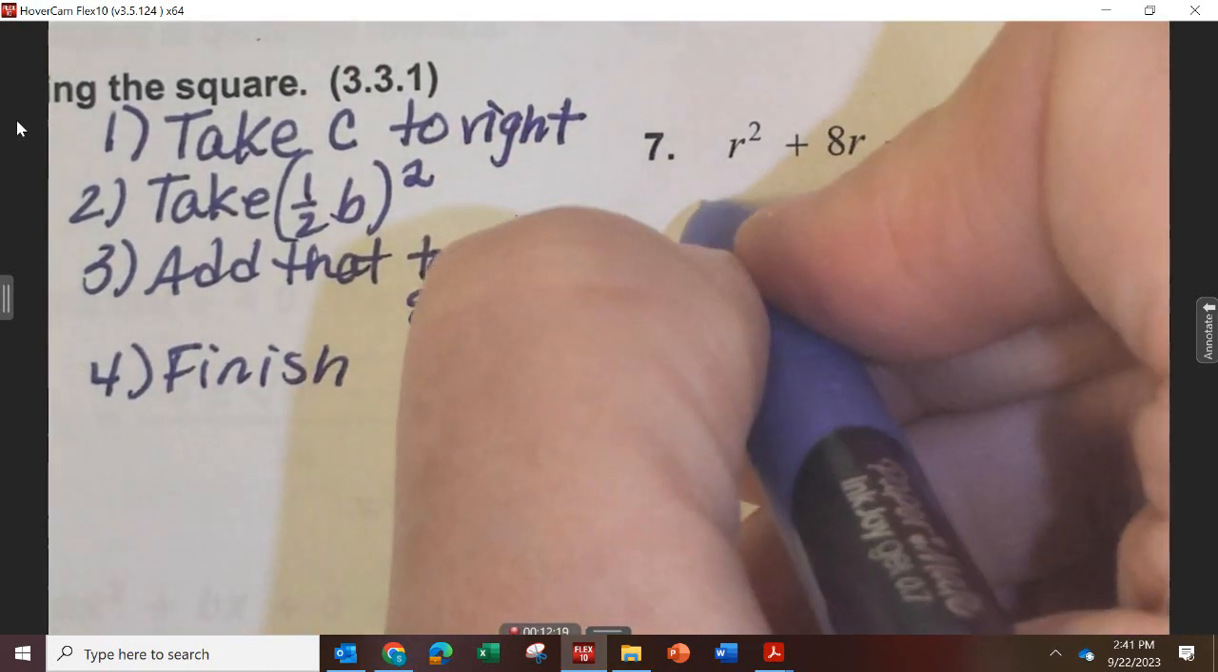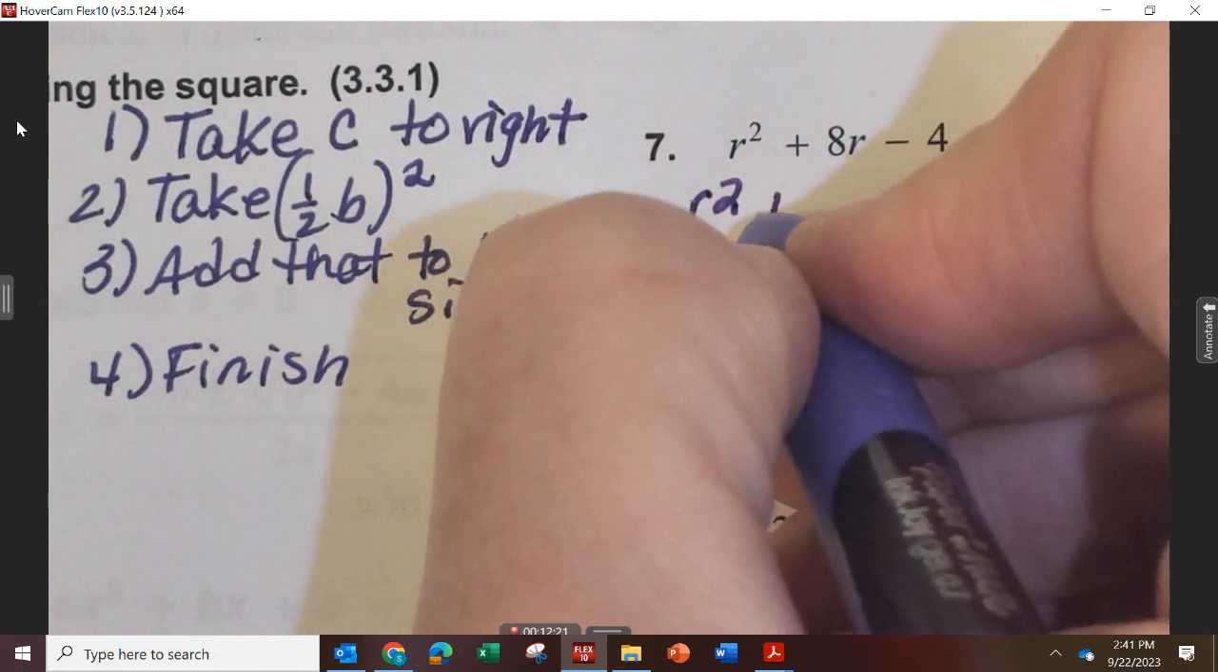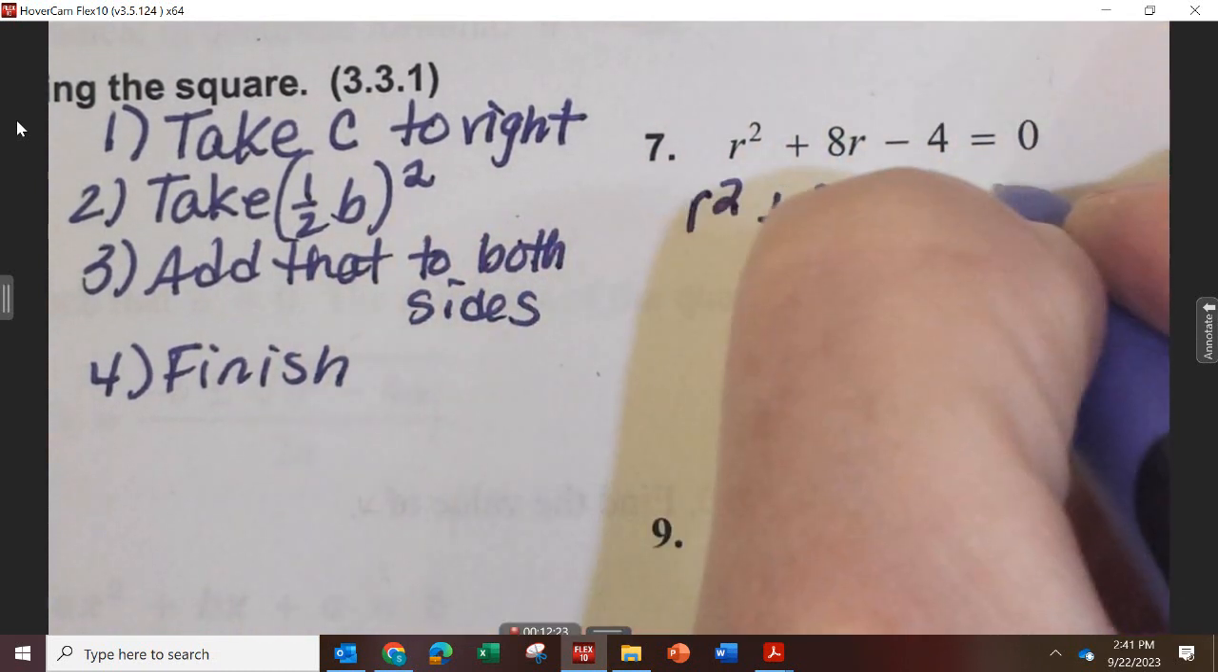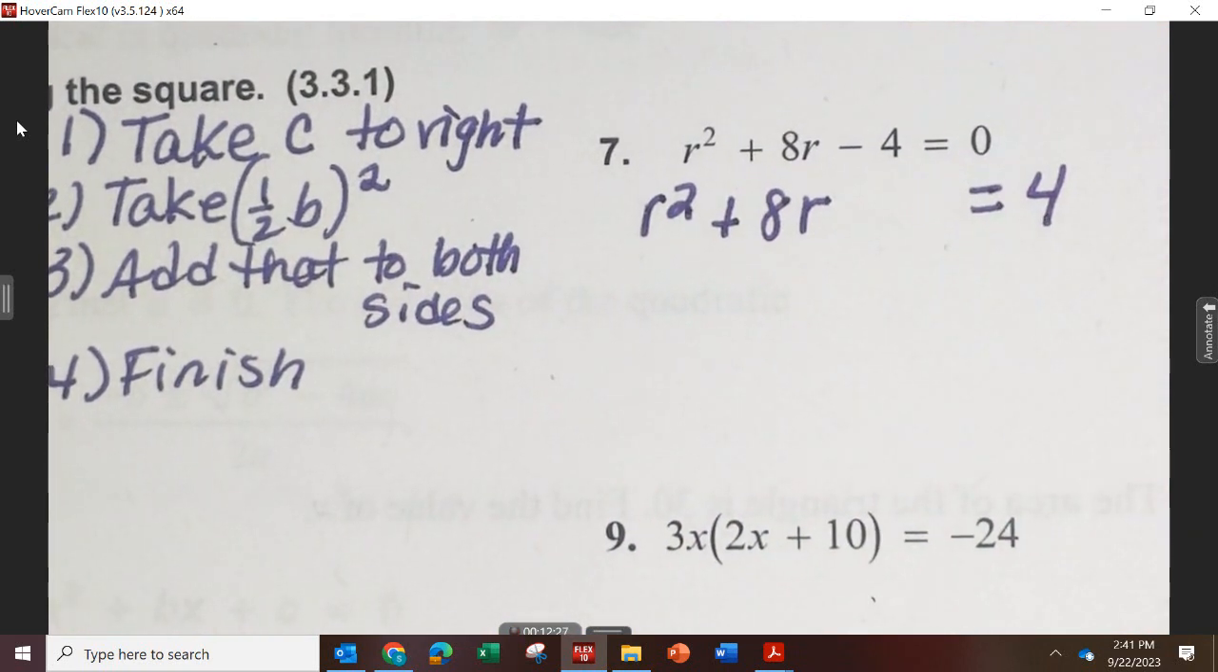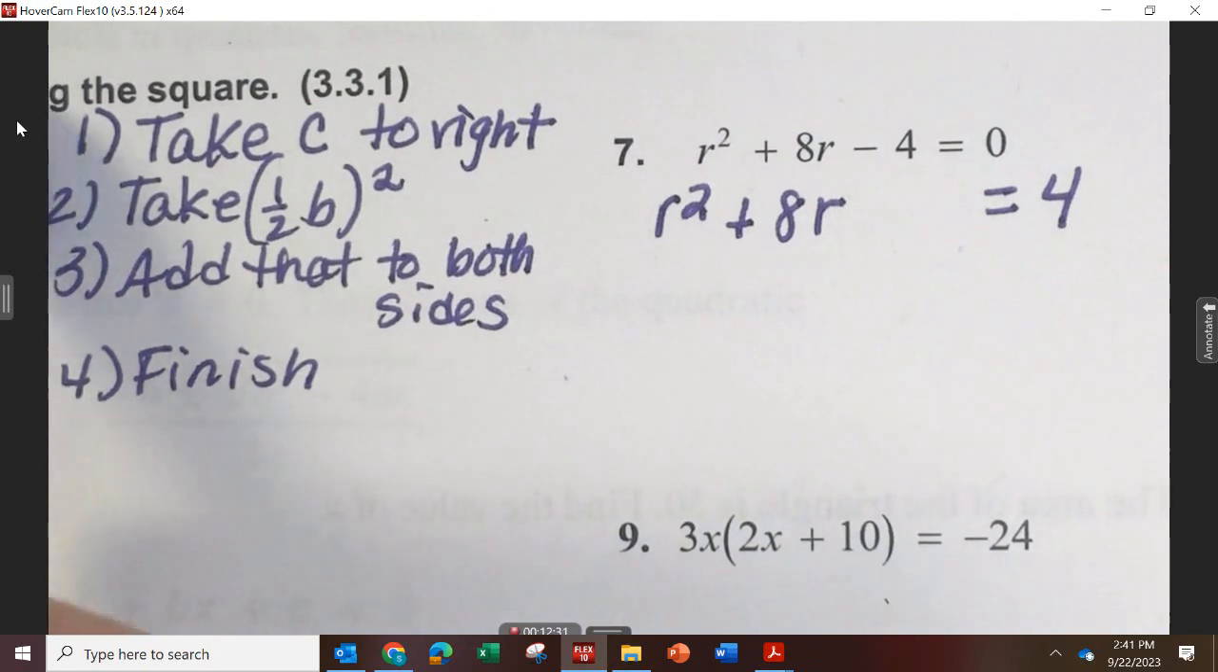Add 4 to both sides. So let's just show that. r squared plus 8r. Take the 4 over here. We haven't changed anything yet. Now we're going to step 2.